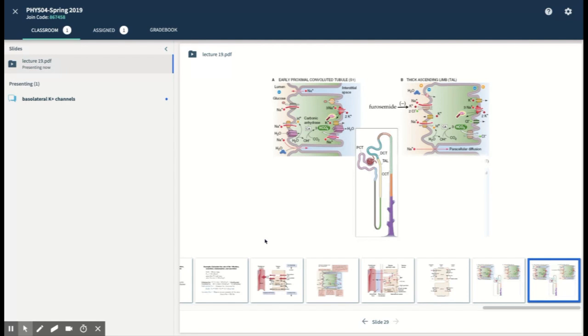Because there will be some segments of the nephron that have channels on the apical side as well. If they don't, eventually you're going to have a hard time accommodating all of that intracellular potassium.